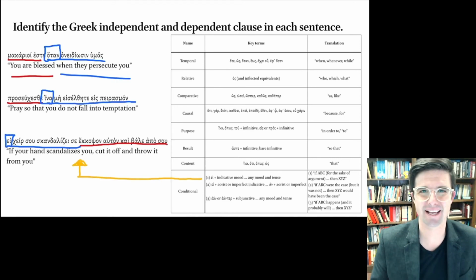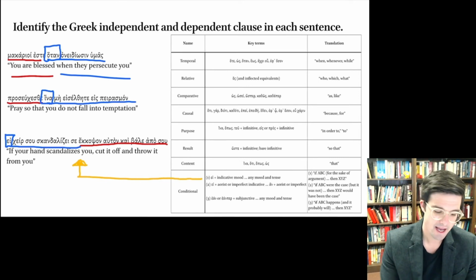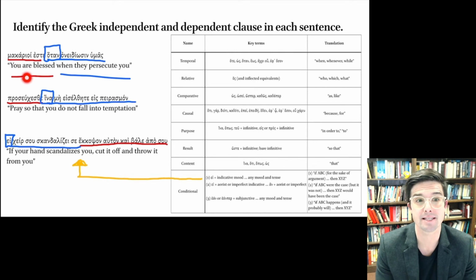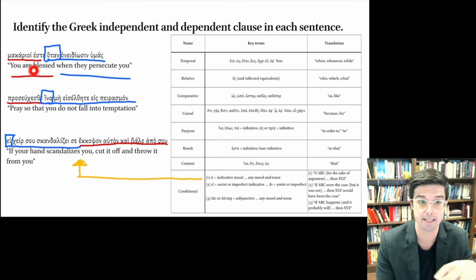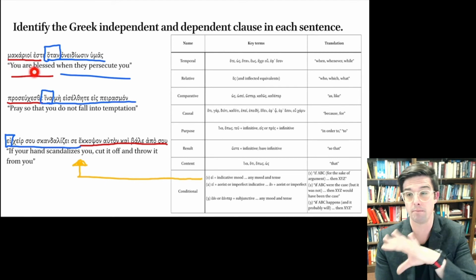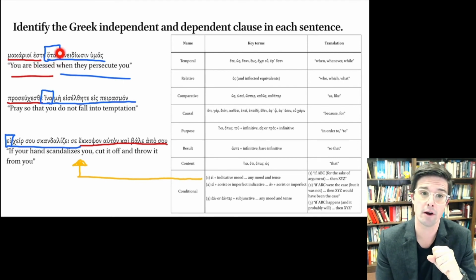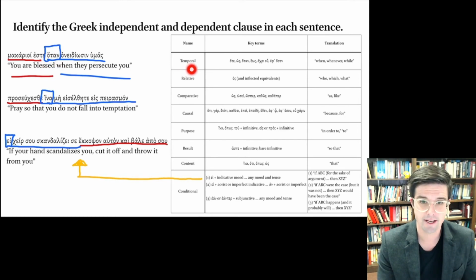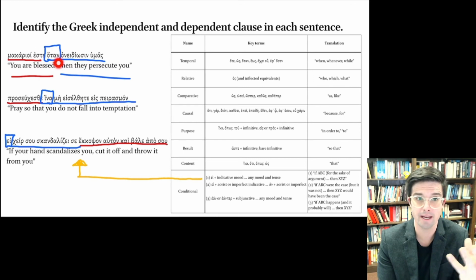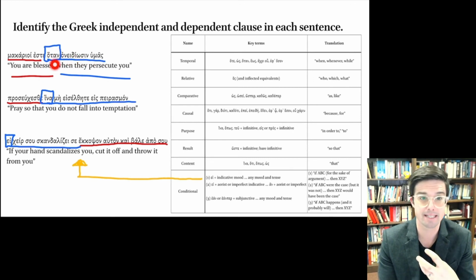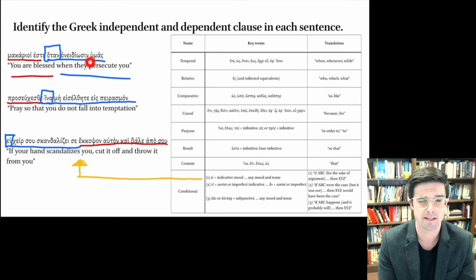All right, jumping back in here with our independent and dependent clauses. In the first two cases, we have the independent clause at the beginning. So you are blessed, makarioi este, both in English and in Greek, these can stand as complete sentences. They have a subject and an object. You are blessed. That can stand on its own. And then our temporal clause, right over here, is signaled by hotan. So when they persecute you. When they persecute you cannot stand on its own. That when implies that something else needs to be there to make sense of this dependent clause. So this the dependent clause, and this the independent clause.